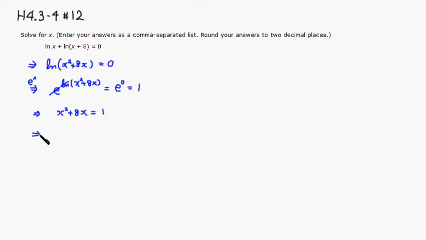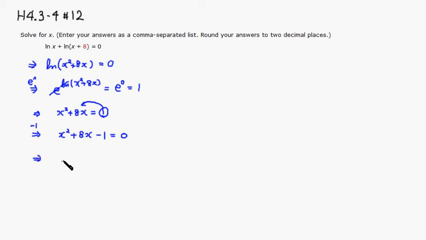Then we can just subtract 1, so we put this 1 on the other side. So you have the quadratic equation x squared plus 8x minus 1 is equal to 0. I don't think I can factor this nicely, so I'm going to use the quadratic formula to find x.